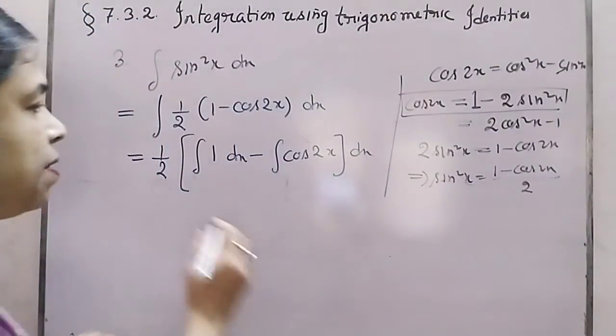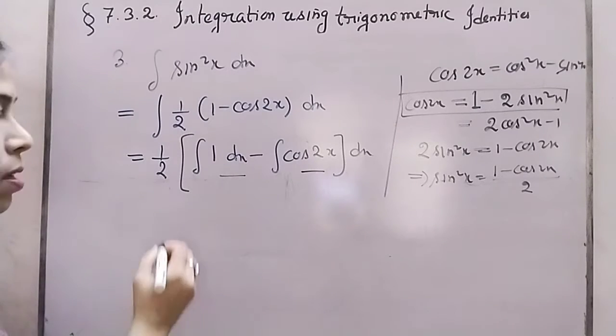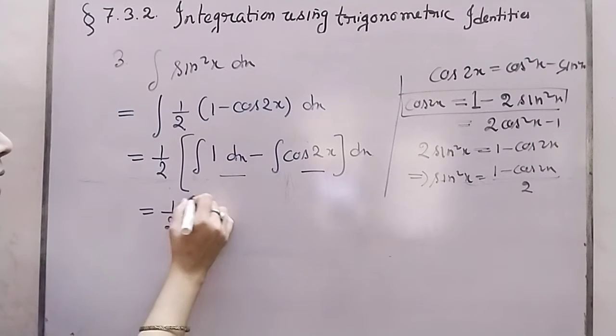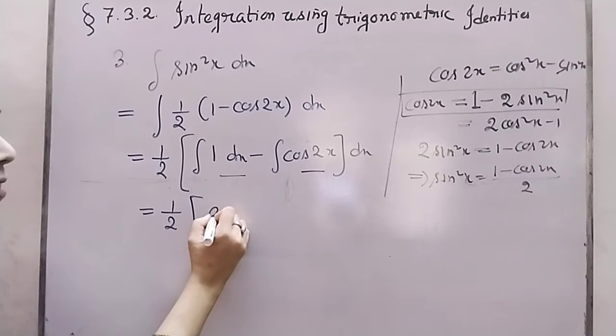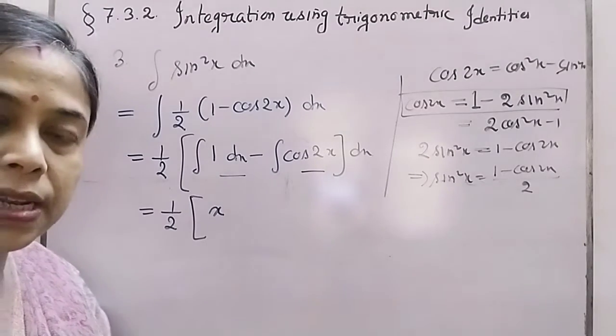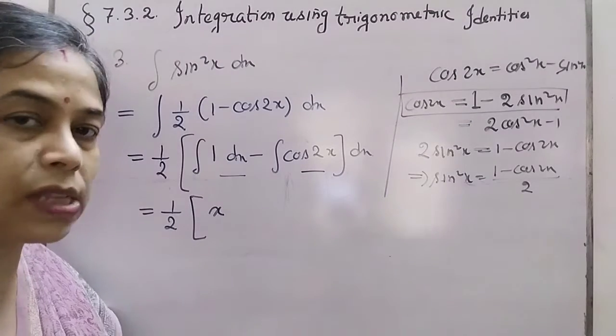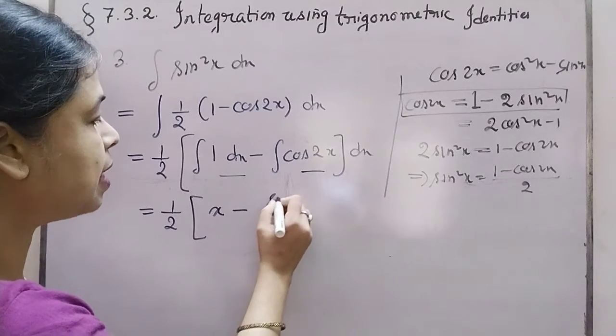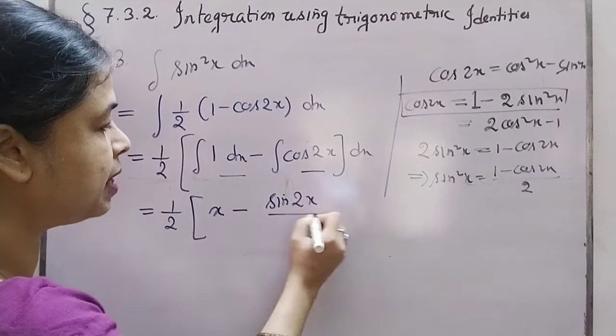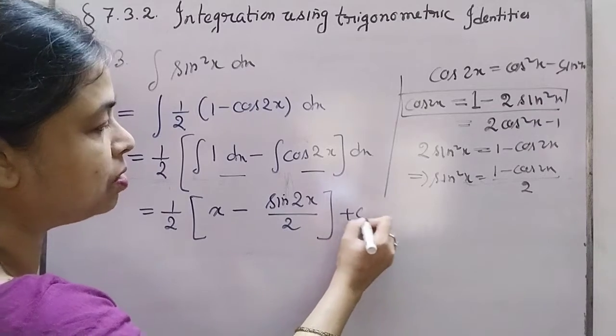So here you see both of them are now integrable functions. So what is the integration? Half. Integration of 1 dx means x. It will be x. And what is the integration of cos twice x? Cos mx form, so it will be sin mx by m, that is sin twice x by 2, plus a constant of integration.